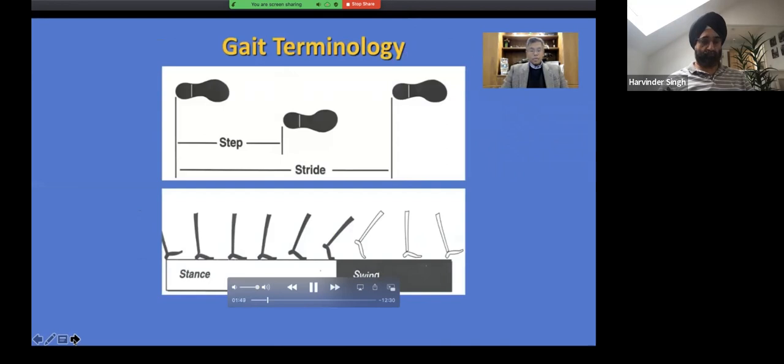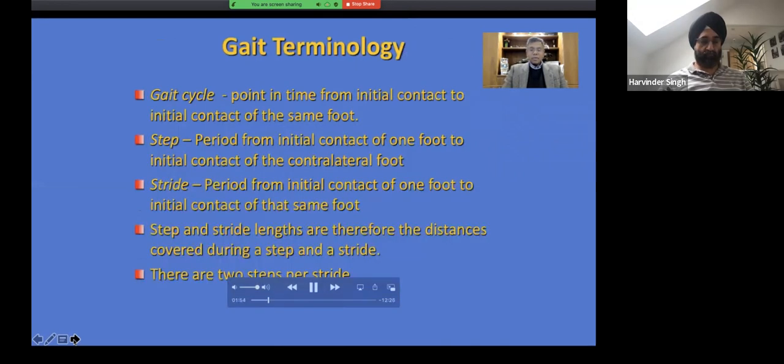This is a schematic which shows that a stride consists of 2 steps. So, further gait terminology. Gait cycle is a point in time from initial contact to initial contact of the same foot, whilst a step is a period from initial contact of one foot to initial contact of the contralateral foot. Stride is the gait cycle, and therefore it is the period from initial contact of one foot to initial contact of the same foot, very much like the gait cycle. Step and stride lengths are therefore the distances covered during a step and a stride, and there are 2 steps per stride.